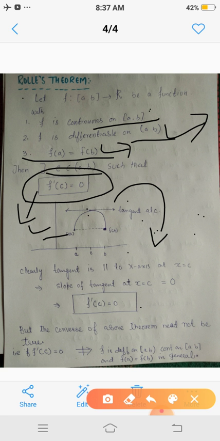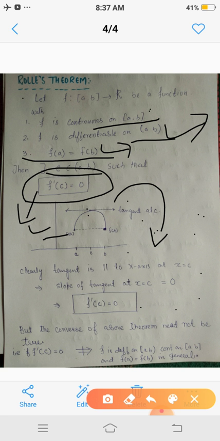What about the converse? Is it true or not true? The converse of this theorem is not true. That is, if f'(c) is 0, where c is a point within this interval, it does not mean that this function is differentiable on this open interval (a, b). It does not imply, in general, that the function is continuous on the closed interval [a, b]. It does not imply in general that f(a) equals f(b).